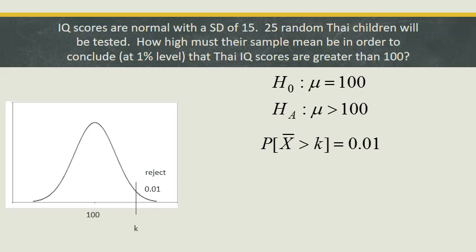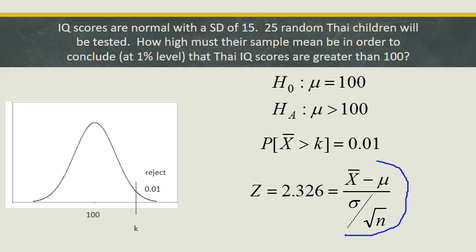If there's 1% area in the right tail of the z distribution, then you should remember that z is equal to 2.326. And this is the formula for z for the sample mean, if the SD is known. And we're going to plug in all the numbers given in the question and solve for x bar. And mu is in the null hypothesis as 100, and the SD and sample size are given in the question.